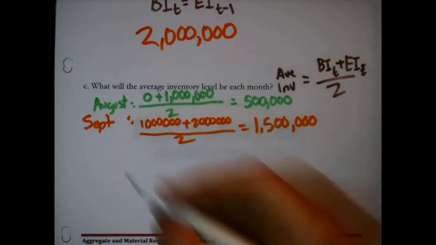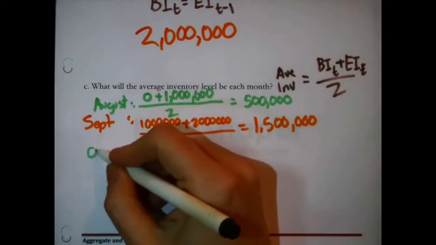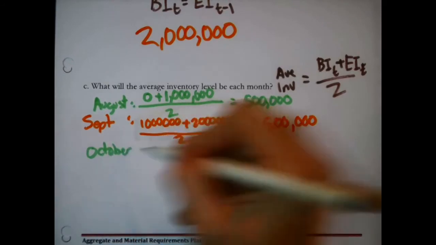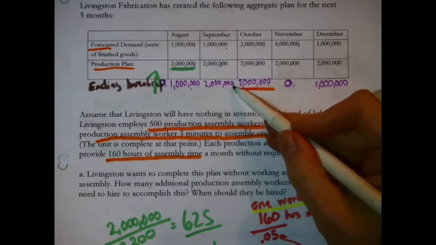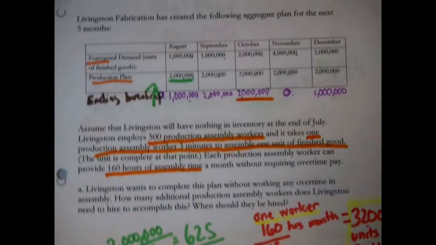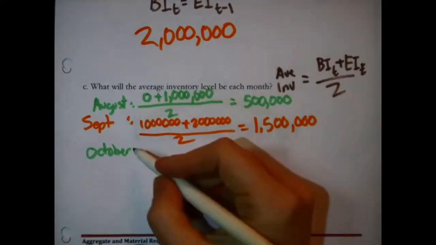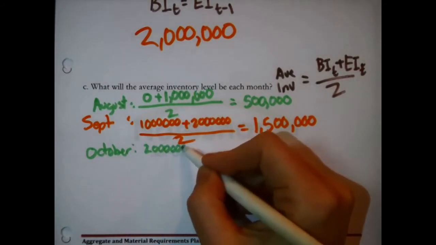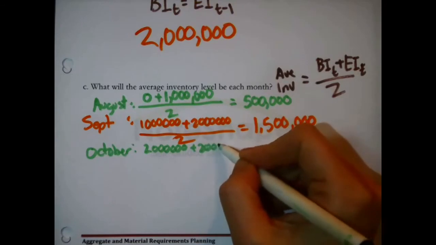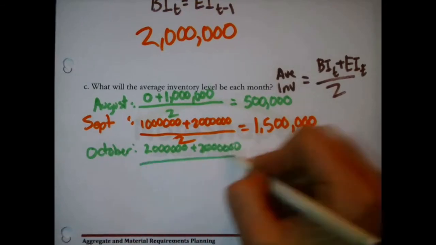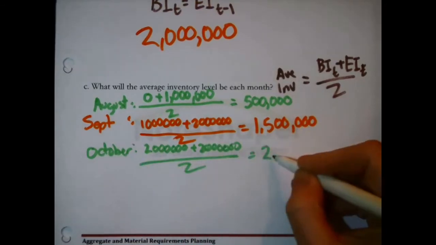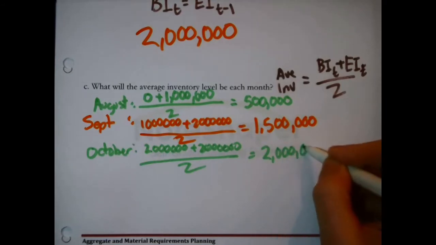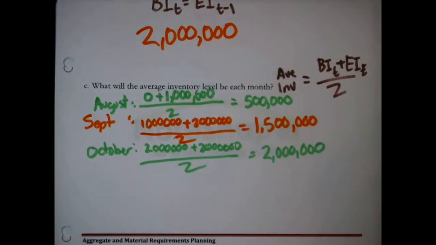Next month would be October. In October, you begin with 2 million, you end with 2 million. So you can write this down if you want to, but what do you think on average that is? 2 million plus 2 million divided by 2. Yes, big surprise. On average they had 2 million in inventory throughout October.